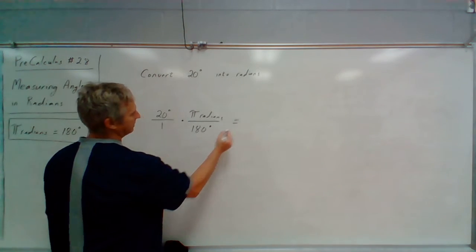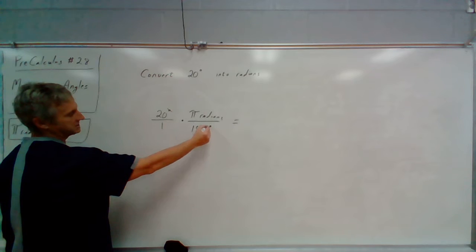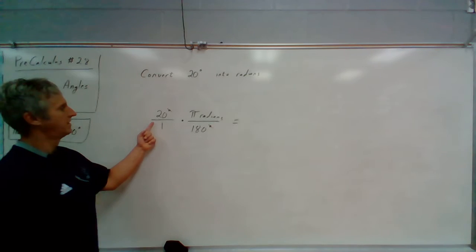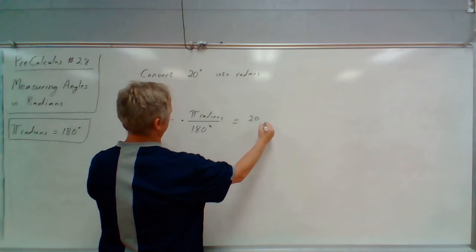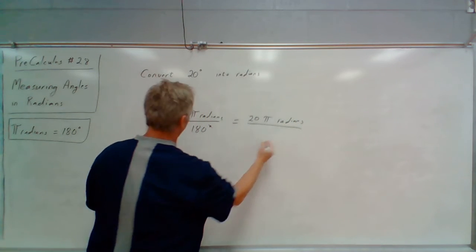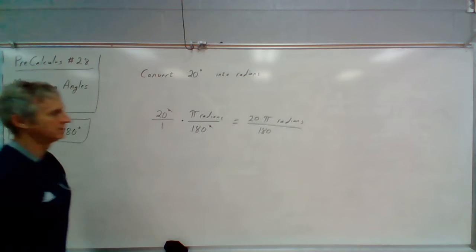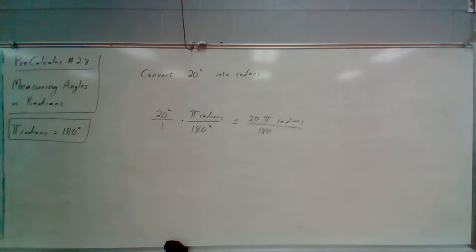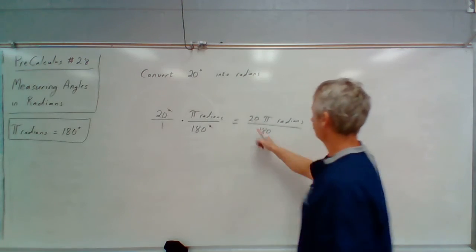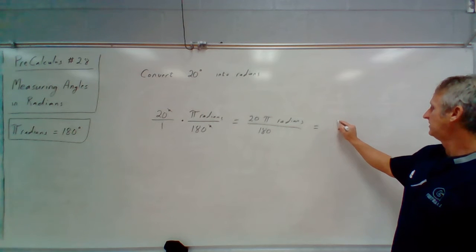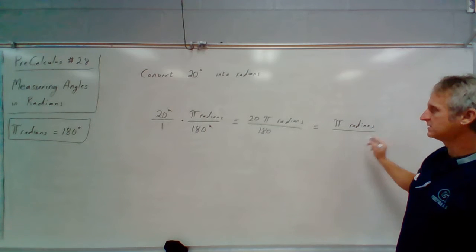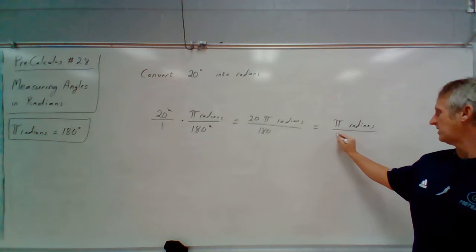All right. When I do that, my degrees will cancel because I got degrees on top, degrees on the bottom, so they cancel. And now I'll have 20 times pi radians over 180. So now I've converted into radians. There's no more degrees left. I'm just in radians. So all I need to do now is simplify. 20 over 180 will reduce to, let's see, pi over 9.